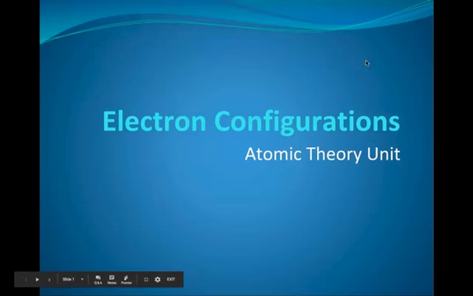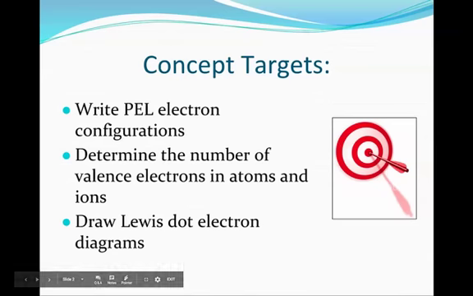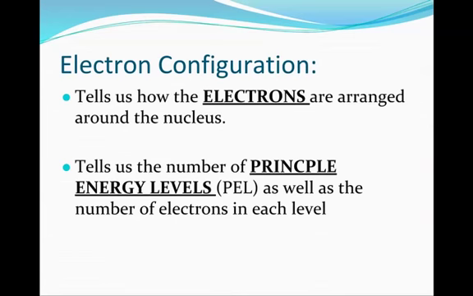All right, today we're going to focus on electron configurations. We're going to work on writing them, determining them, where valence electrons are in atoms and ions, and drawing electron diagrams for atoms and ions as well. So electron configurations tell us how the electrons are arranged around the nucleus.